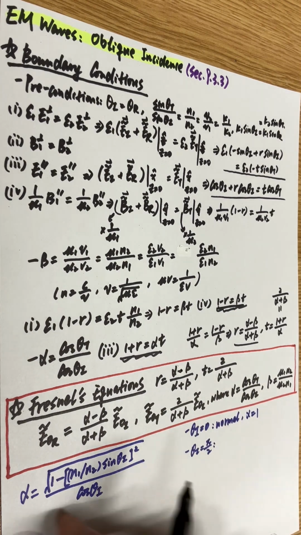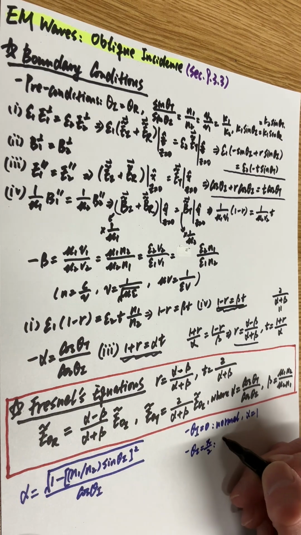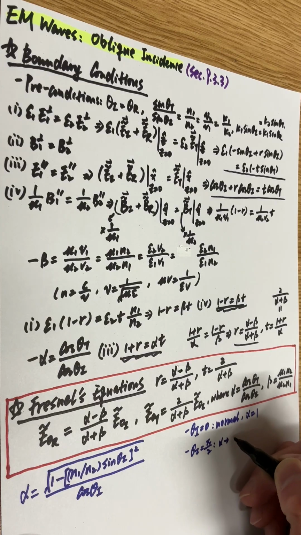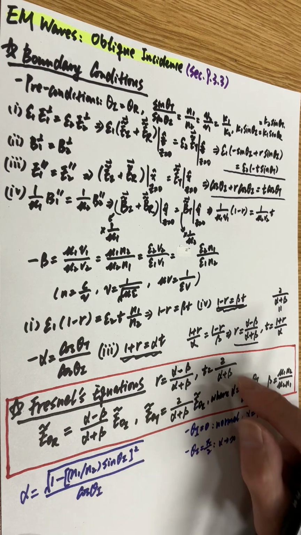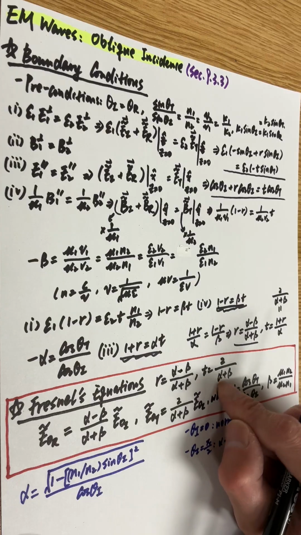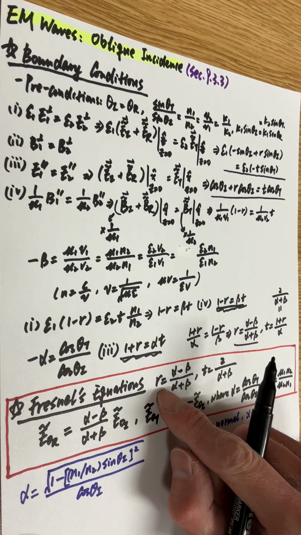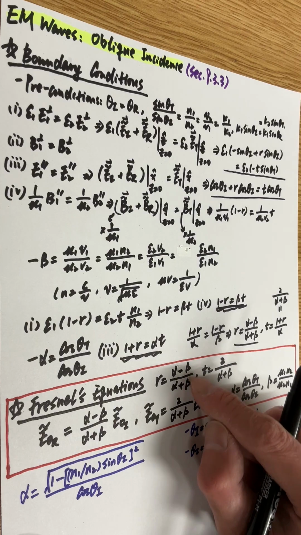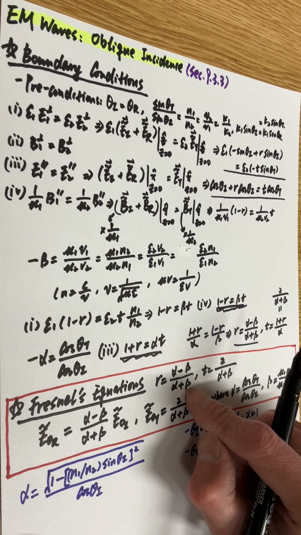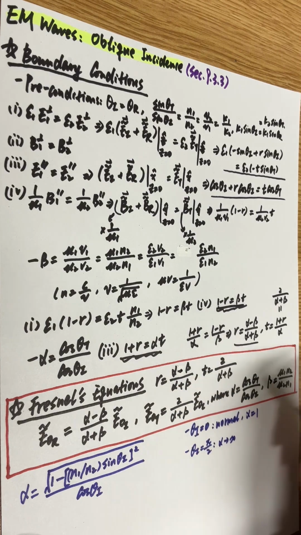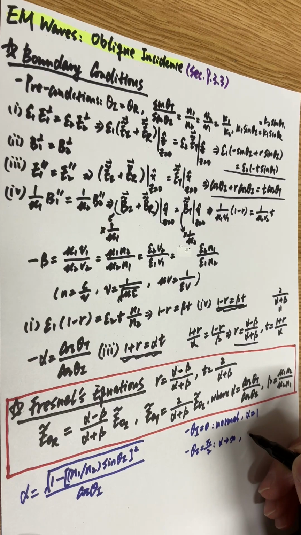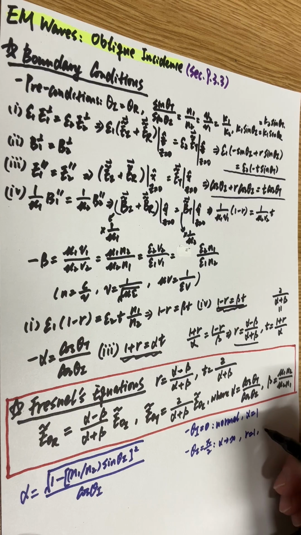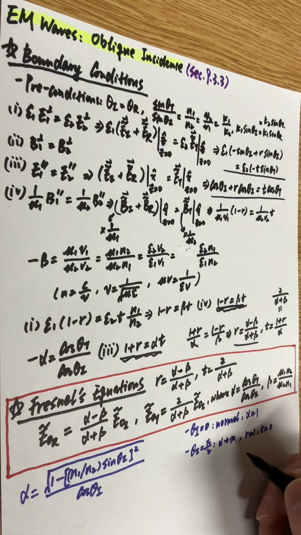Pi over 2 will make alpha equal to infinity. When alpha equals infinity, t equals 0 and r equals 1, because here we have 1 minus beta divided by alpha, and here we have 1 plus beta divided by alpha. So r equals 1, t equals 0. So we have total reflection.